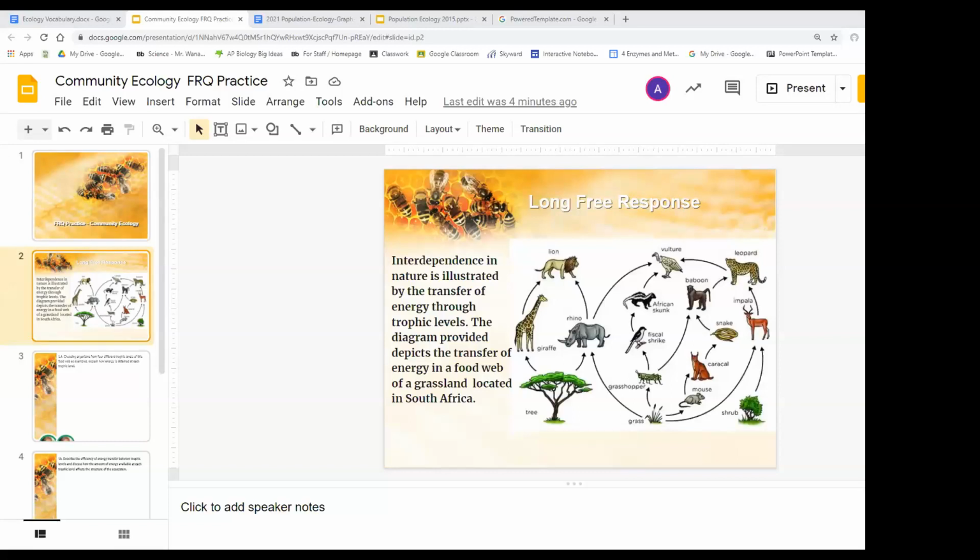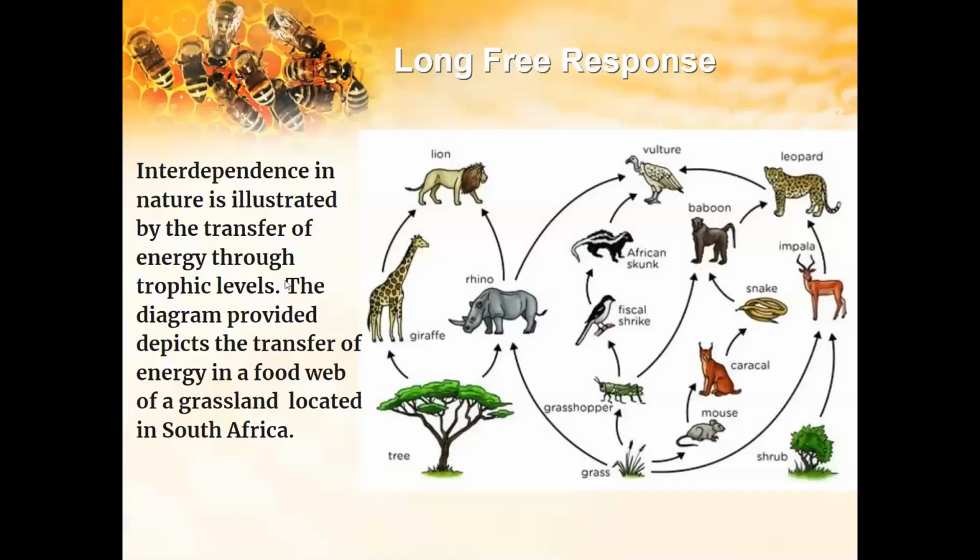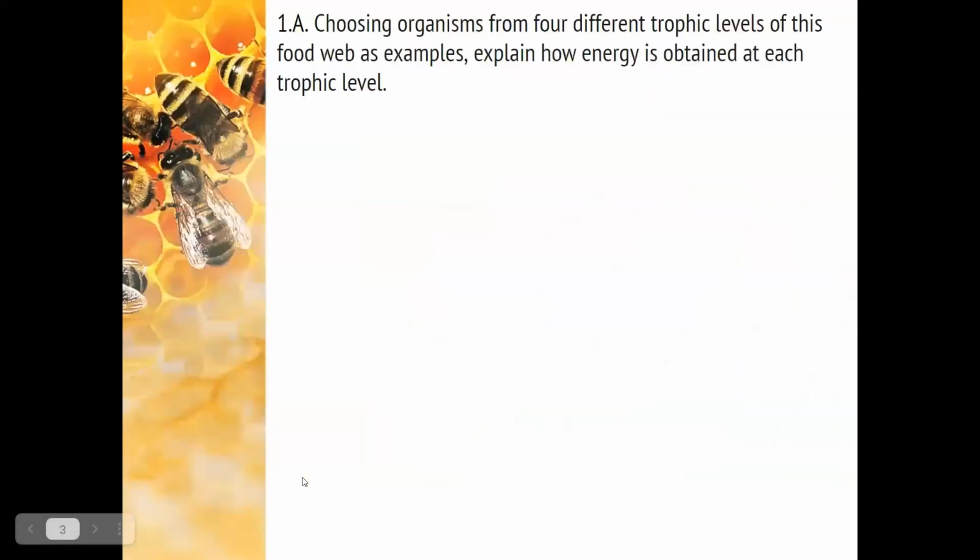Okay, we have 20 minutes to write our response. You may begin at any time. So what I wanted to look at is how this would be scored with points and everything. First of all, you guys are familiar with trophic levels, yes? I wasn't sure if she had actually used that name. So organisms from 4 different trophic levels of this food web as examples. Explain how energy is obtained at each trophic level.